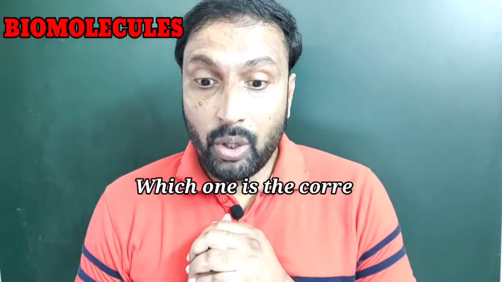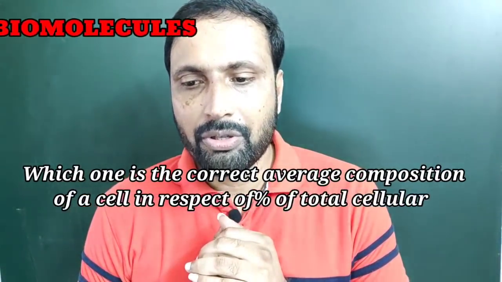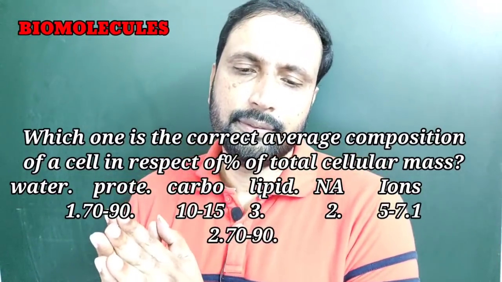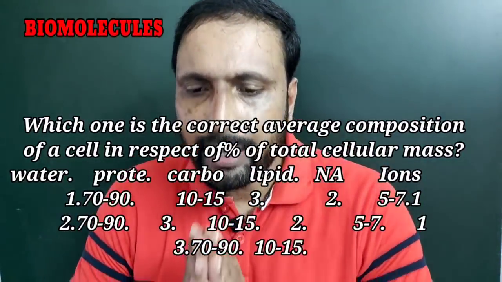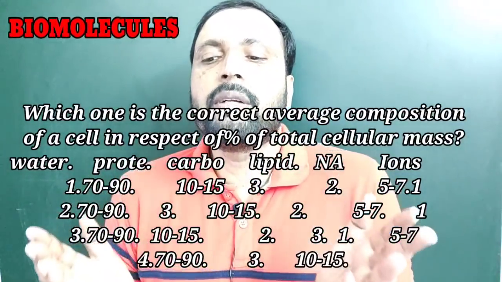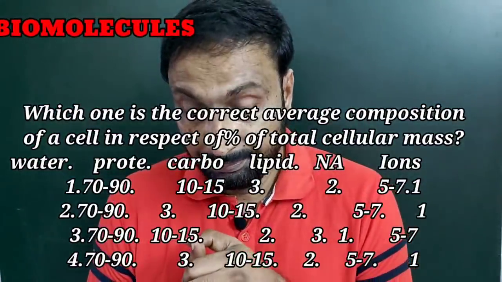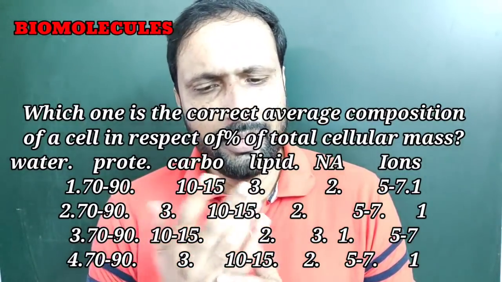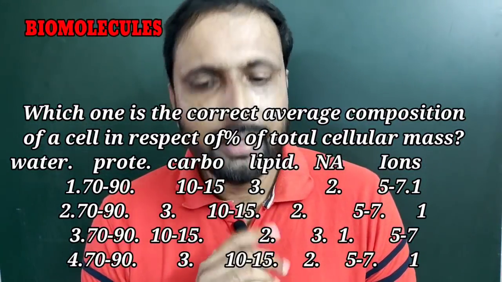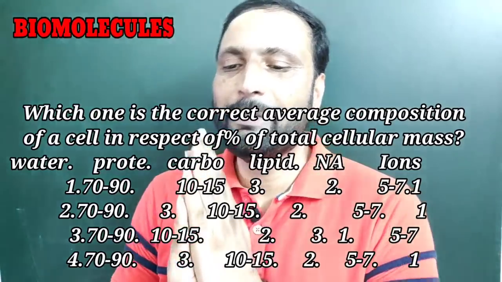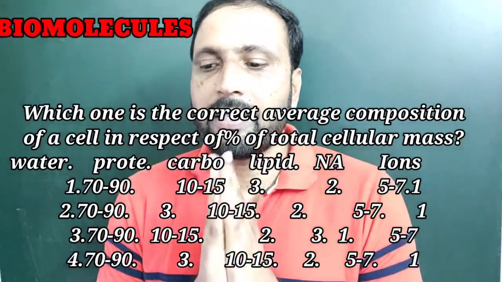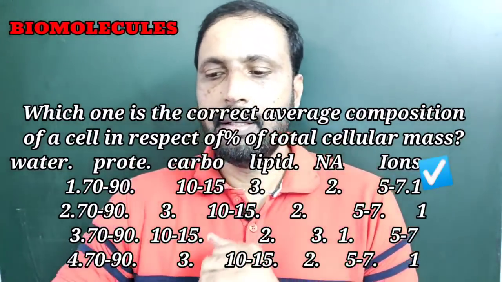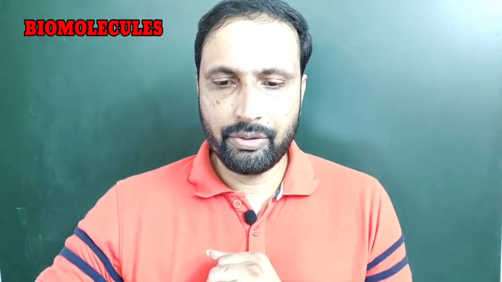Next. Which one is the correct average composition of a cell in respect of percentage of total cellular mass? Water, protein, carbohydrate, lipid, nucleic acid and ions. Definitely water is 70 to 90%, protein 10 to 15%, carbohydrate 3%, lipid 2%, nucleic acid 5 to 7% and ions 1%. Definitely, in my point of view, the first option. Yes. Then you go for the next question.